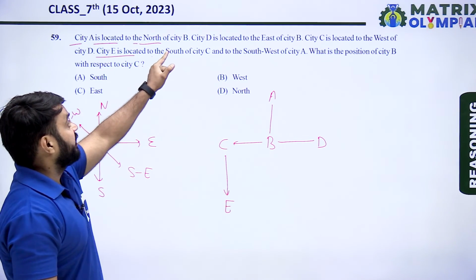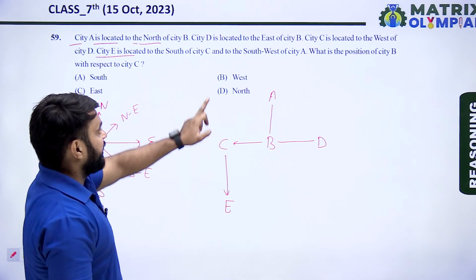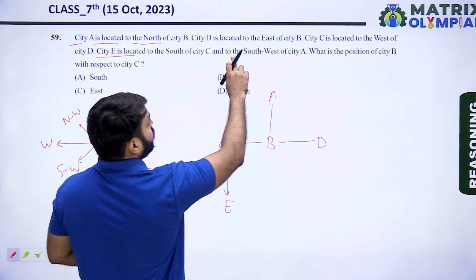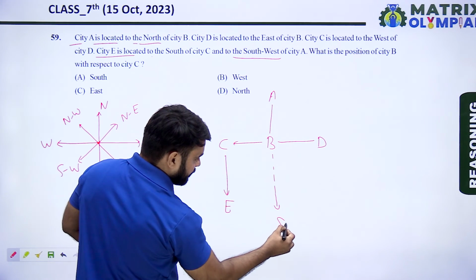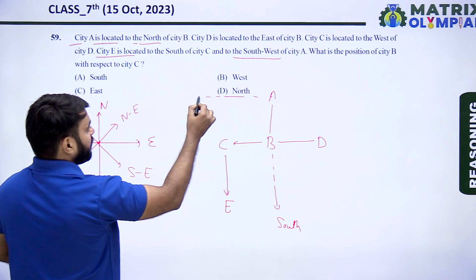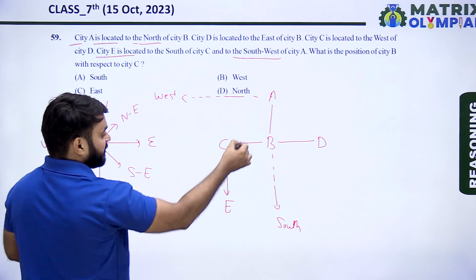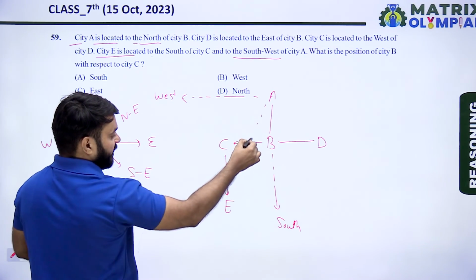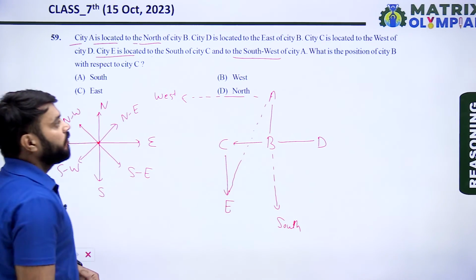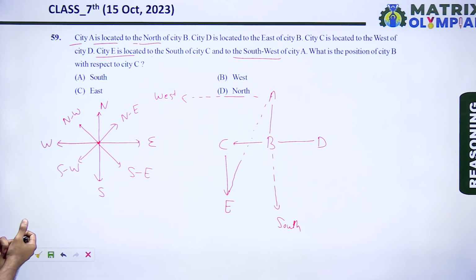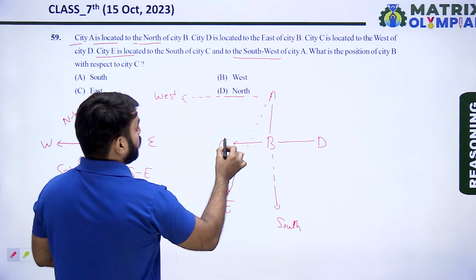City E is located to the south of city C, and city E is located to the southwest of city A. So this is the south of A, and this is the west of A, and the city is located southwest of A. What is the position of city B with respect to city C?